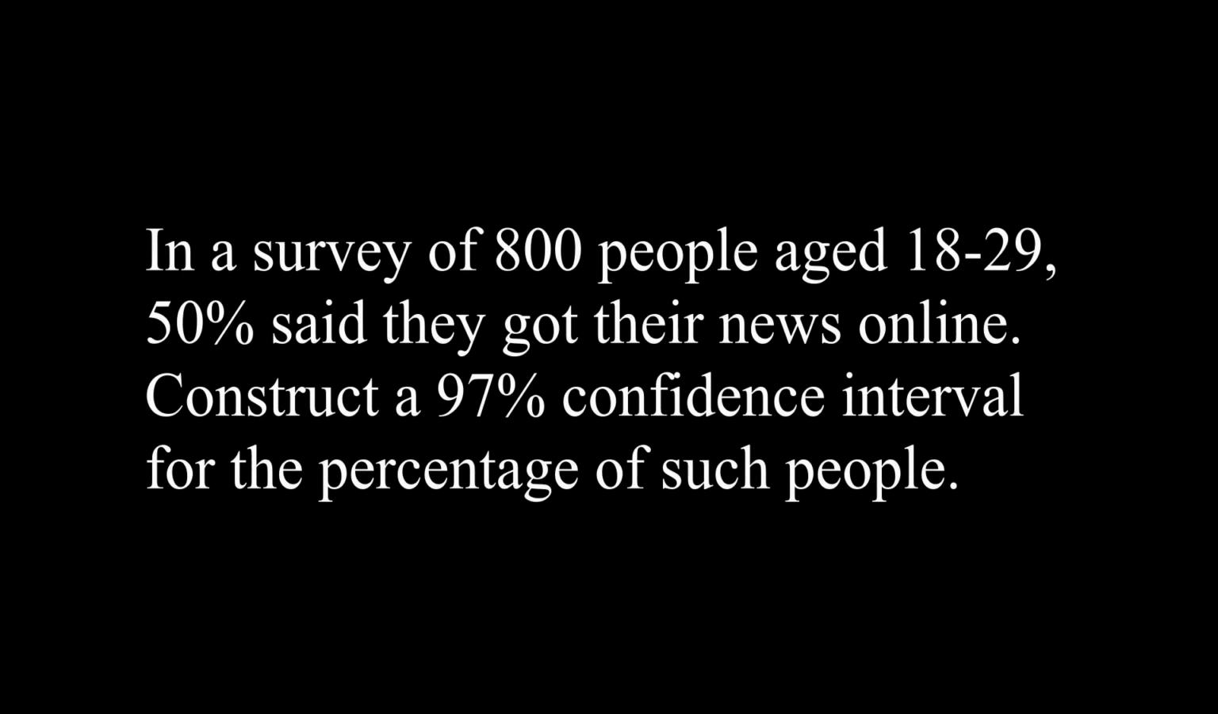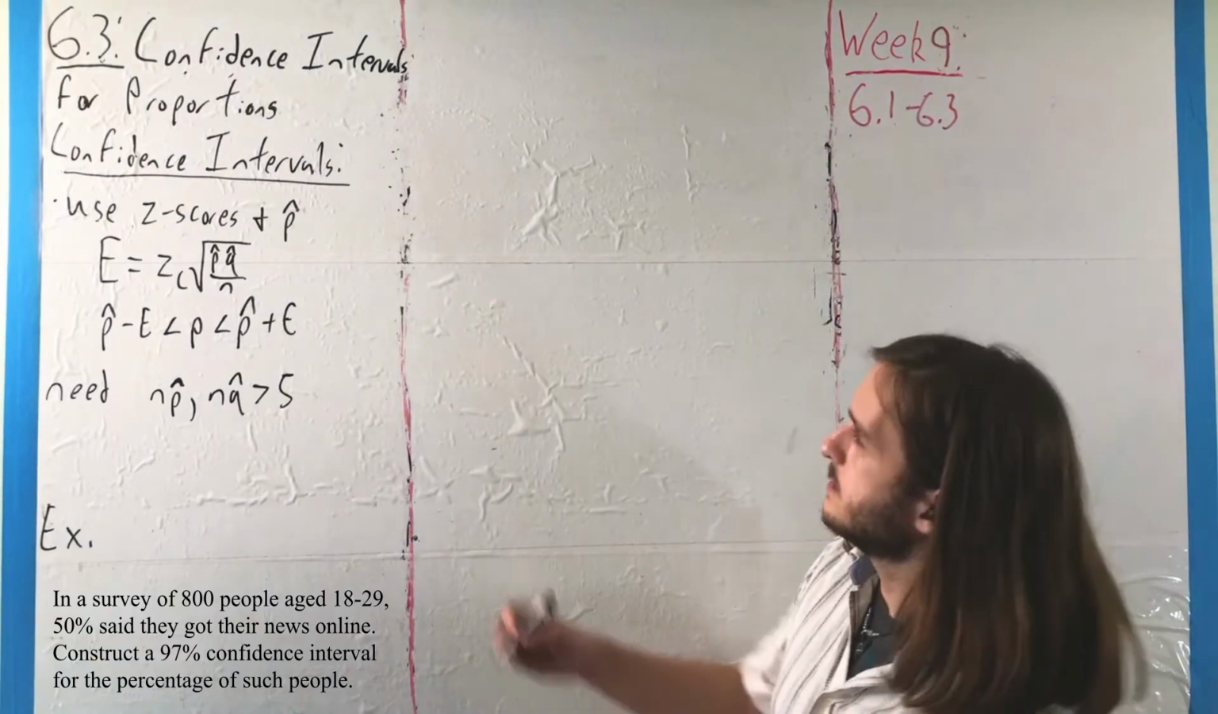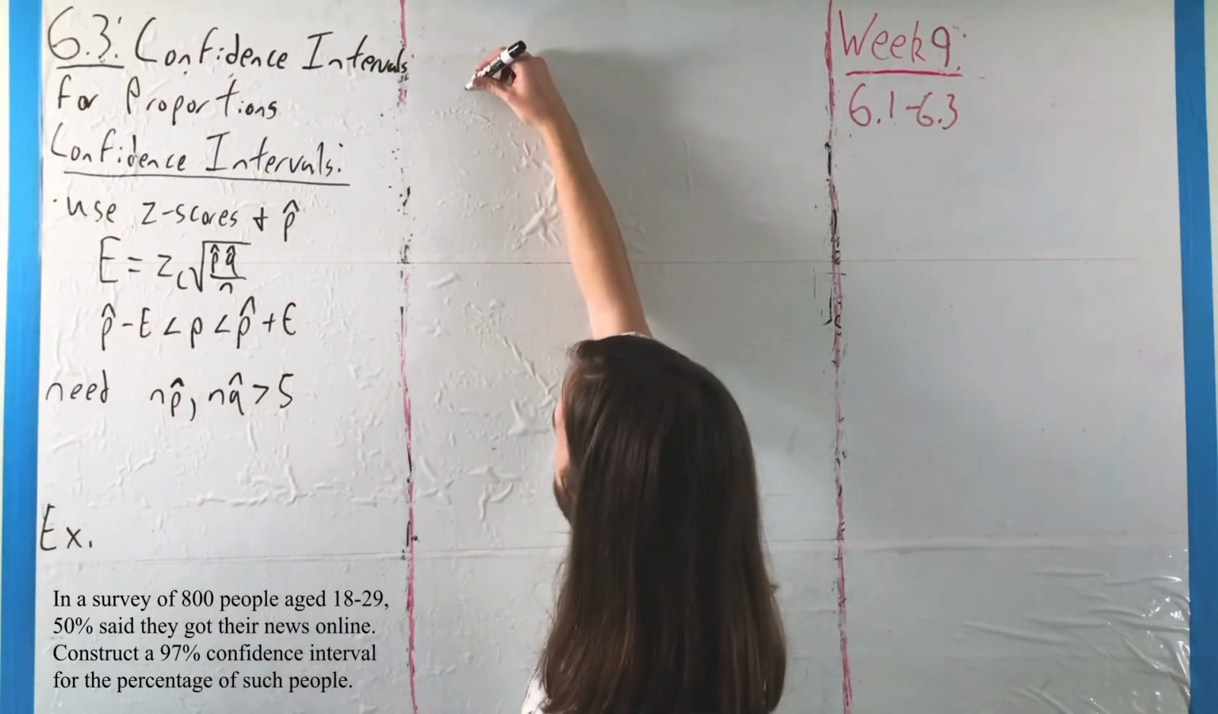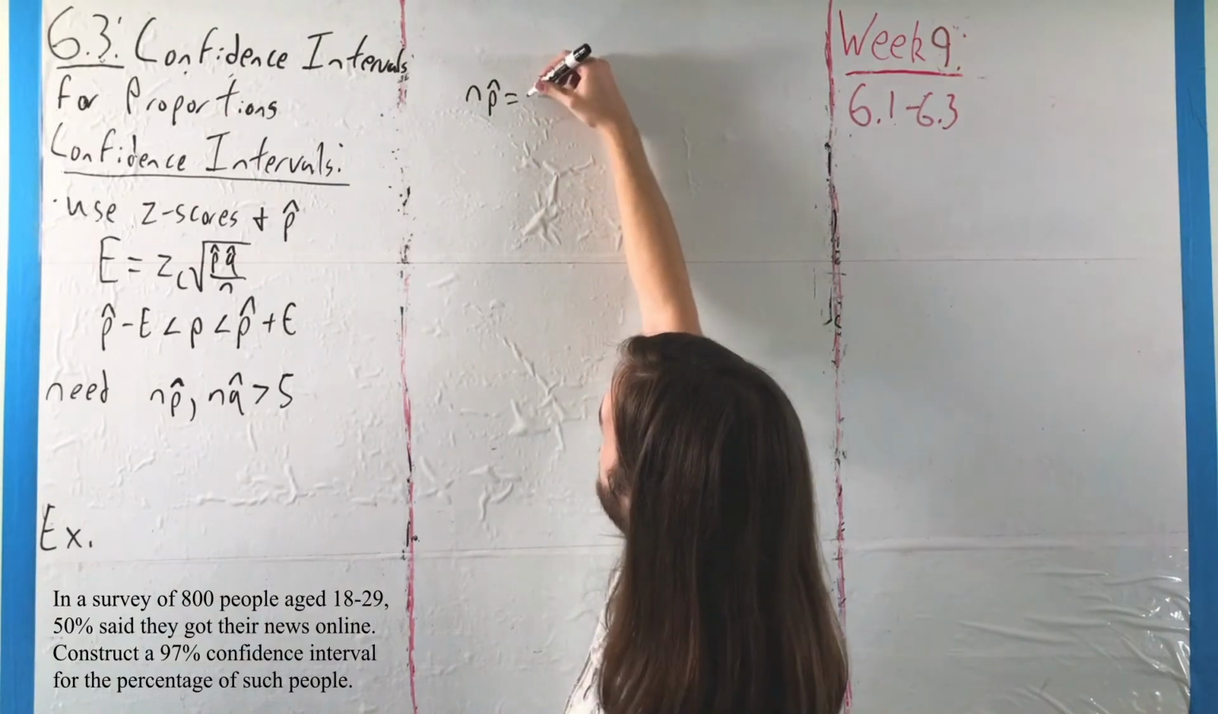So for our second example, we have that in a survey of 800 people aged 18 to 29, 50% said they got their news online. And we want to construct a 97% confidence interval for the percentage of such people. What an odd number.